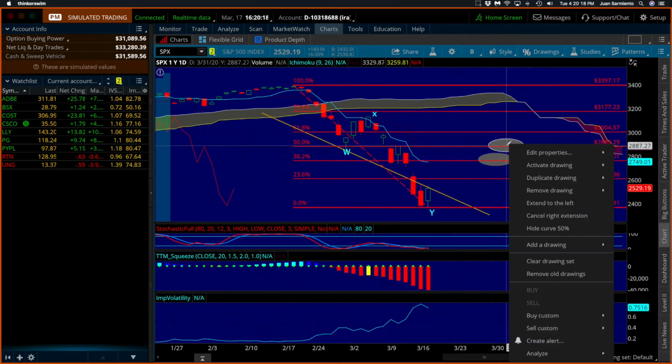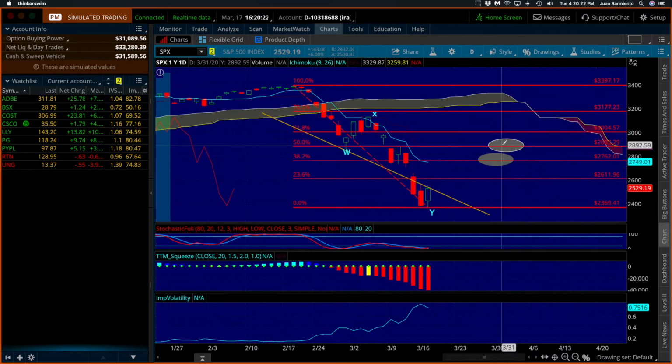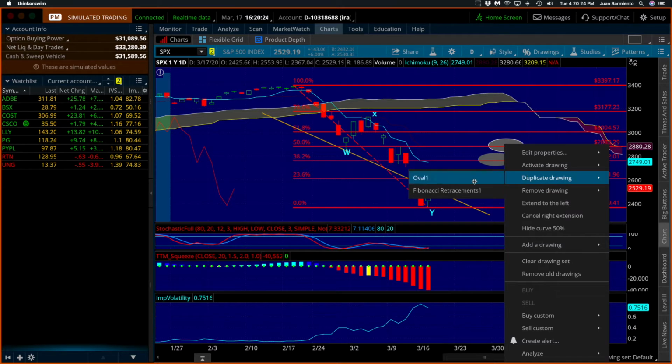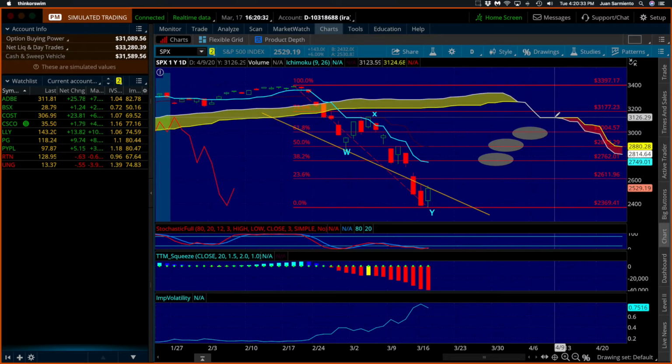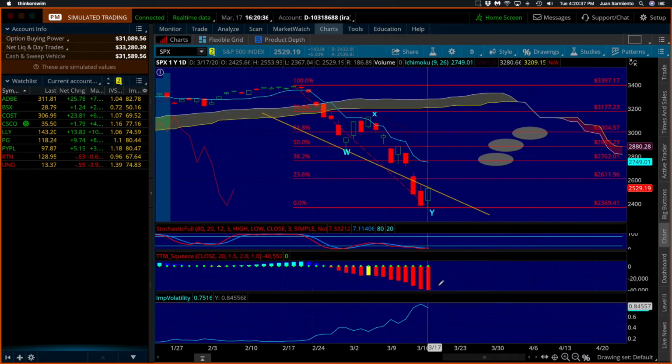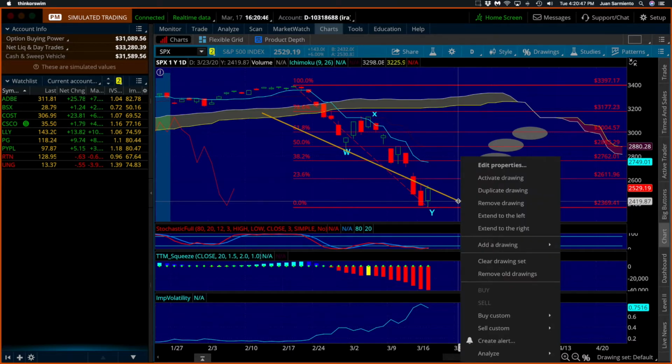50% and even 61.8%. And this comes rather close to the Ichimoku cloud. So yeah, we could have that bounce, or, unlikely, this will continue any lower.